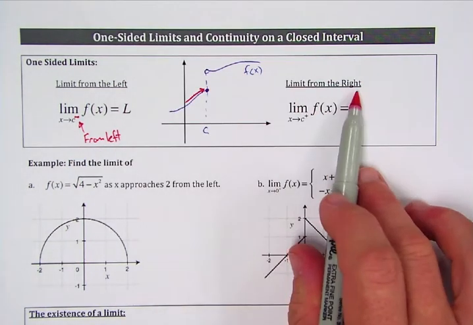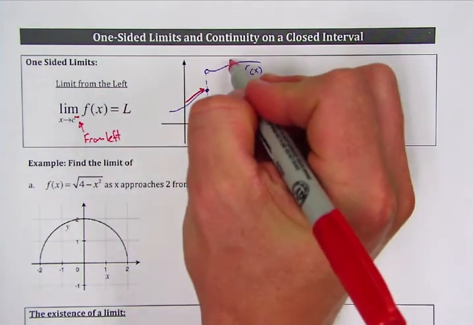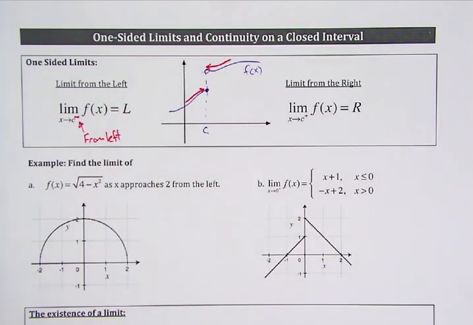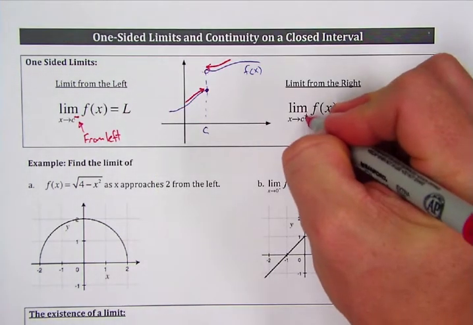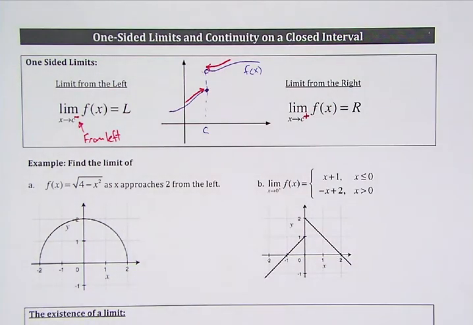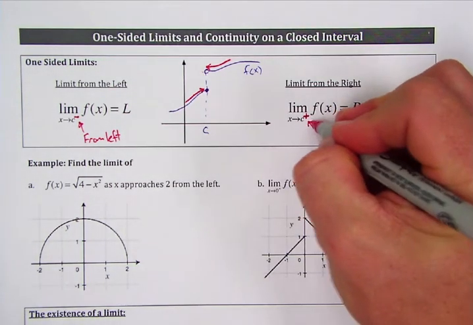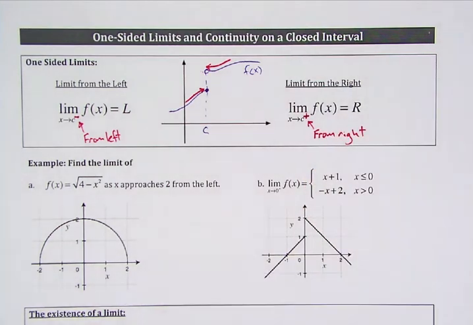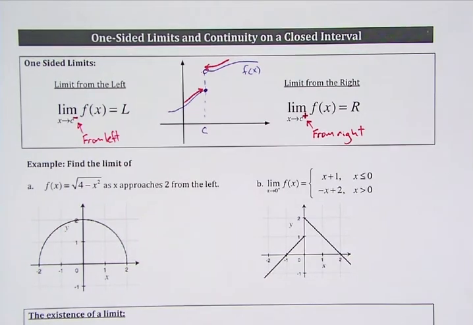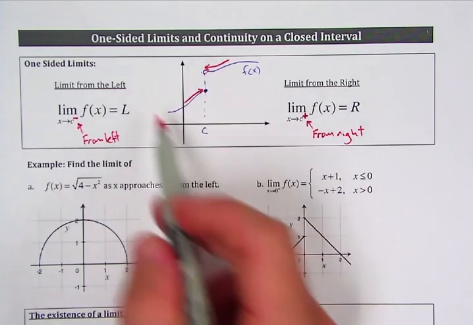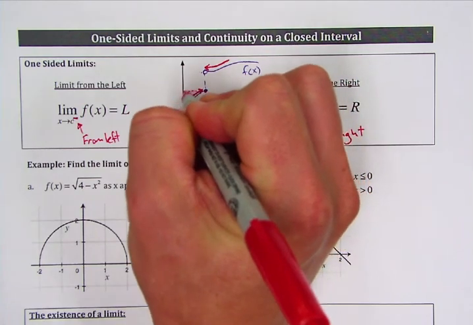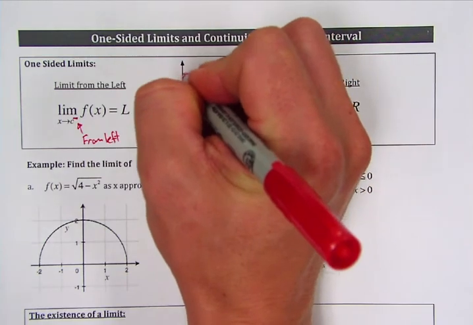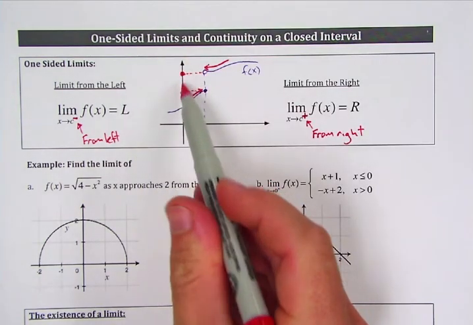Now the limit from the right is just what it says. So as x approaches c from the right, what is the intended height of the function? The notation is going to have a plus sign right there, and that tells us that it's from the right. Okay, so in looking at this, the limit from the left would be this value right here, and the limit from the right would be this value up here.